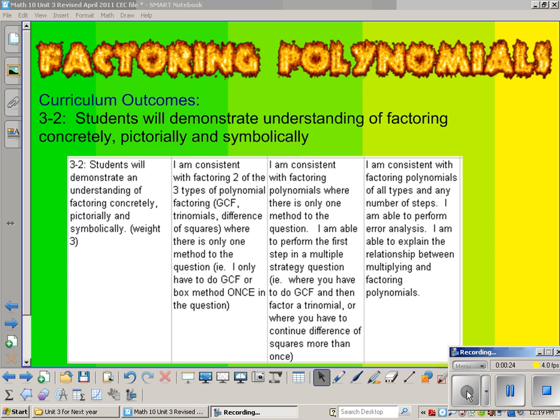To be a level 3, you will be consistent with factoring polynomials where there is only one method to the question, and you'll be able to perform the first step in a multiple strategy question. To be a level 4, you will be consistent with factoring polynomials of all types and any number of steps. You are able to perform error analysis, and you are able to explain the relationship between multiplying and factoring polynomials.